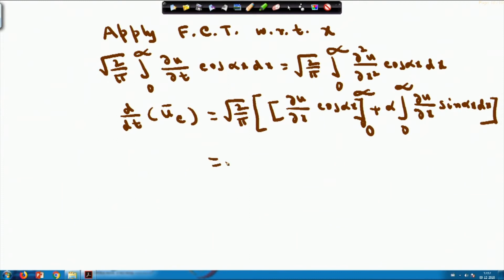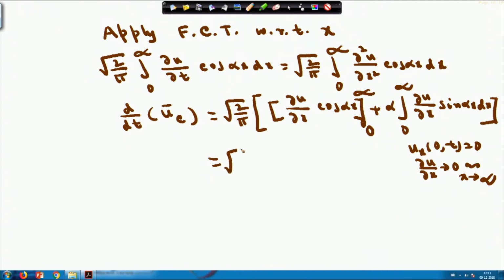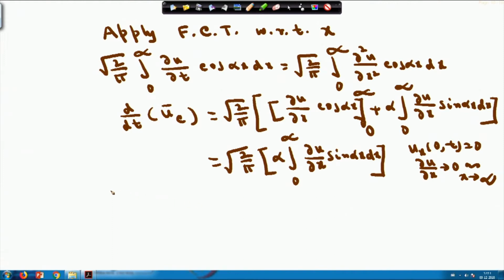And please note that for del u del x, two things are given. One is u(0, t) is 0 and del u del x approaches 0 as x approaches infinity. These two conditions are provided. So, if I substitute these two values, then this particular term will vanish. You will have only the second integral, that is root over 2 by pi into alpha into integral 0 to infinity del u del x into sine of alpha x into dx. Again, if you break it, you will obtain d/dt of u bar c.